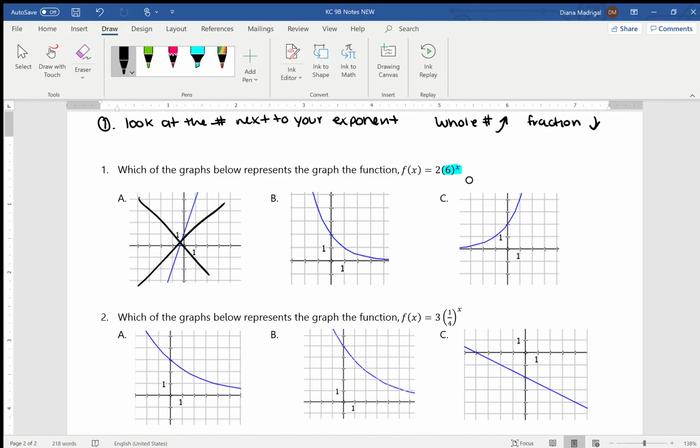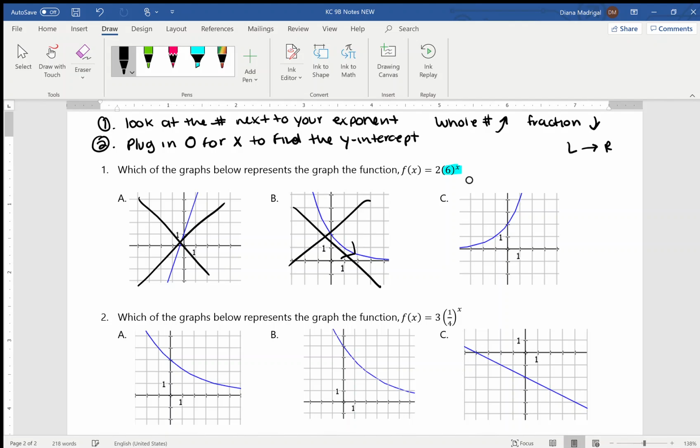And remember, every time you read the graphs, you start from the left side and go to the right side. If I look from left to right for B, I know that it's going down. But if I look at option C, it's going up. So again, option B should not be my answer. I can also check my answer, because the next step that you should be doing is to plug in 0 for x to find the y-intercept, which should be the next number.